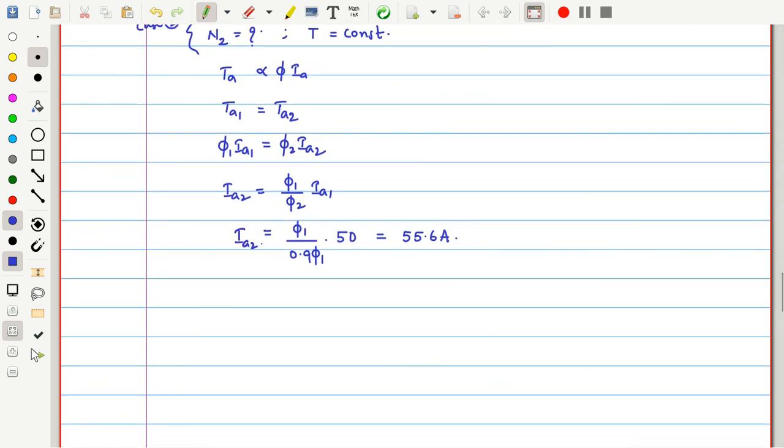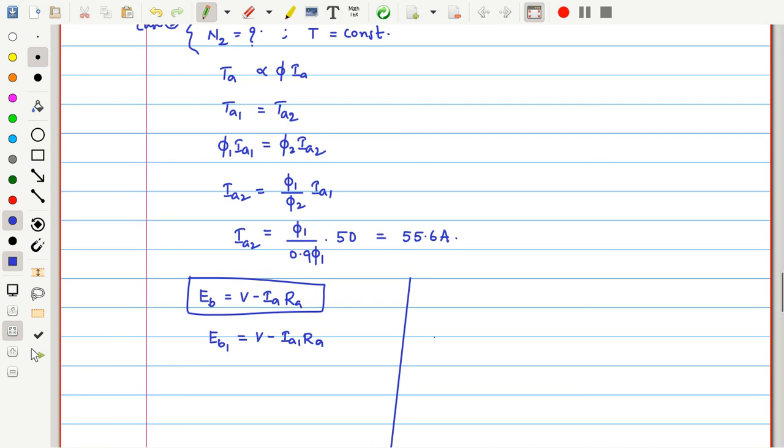This is IA2. Now, let us see the EB expression, the induced EMF inside the machine. EB is equal to V minus IA RA. This is the generalized expression we know. Now, can I say the induced EMF in case 1 is EB1 when a current of IA1 is flowing. In the same way, in case 2, an induced EMF of EB2 is generated when a current of IA2 is flowing.